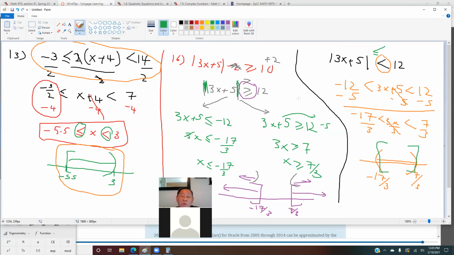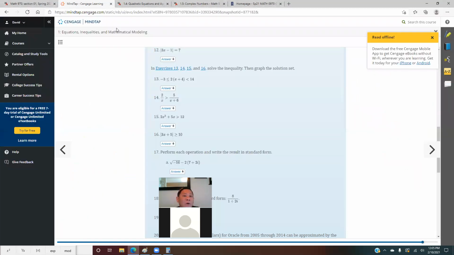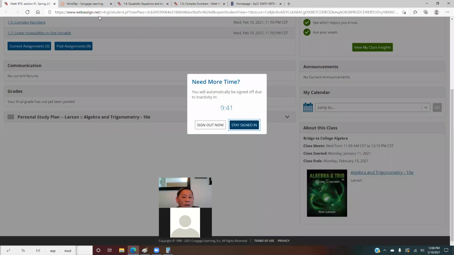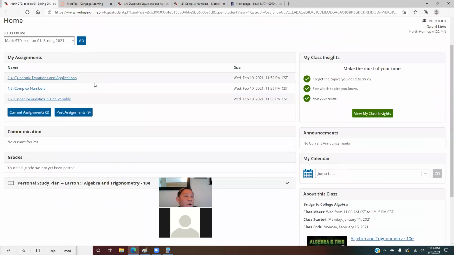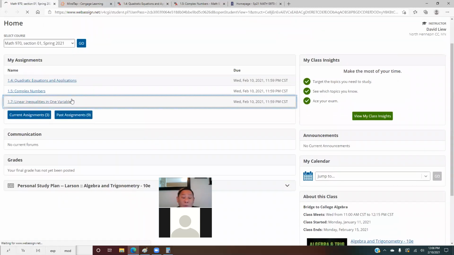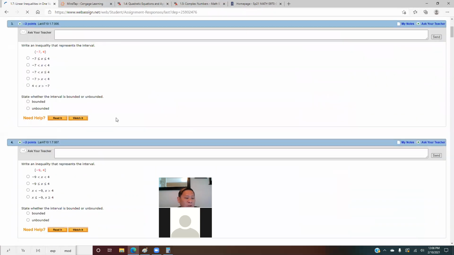Okay, so you just need to watch carefully which one is which. For example, you will see this in your homework also. I don't know if you start your 1.7 homework yet. So if you go for your 1.7 homework, you will get something like that. So I'll let you try to do one of the questions here.